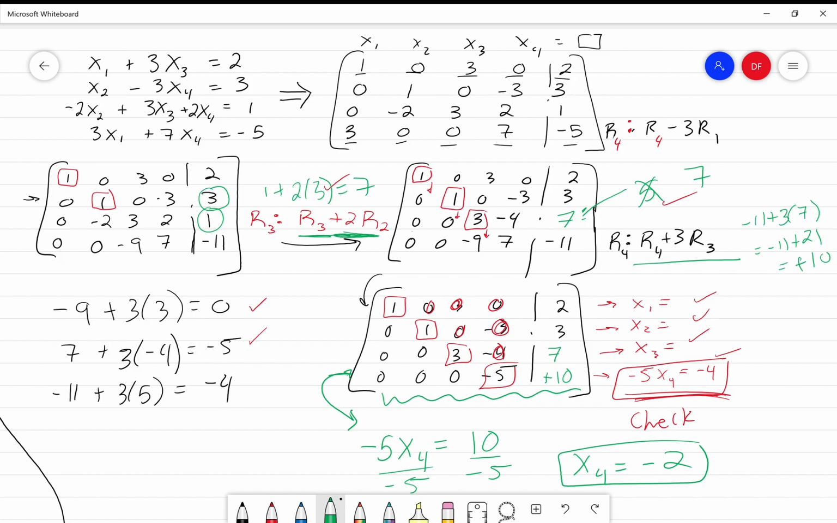And then you finish this up the way I asked you to, by changing these to zeros, and you should get x3, x2, and x1. Okay, this is wrong. It should be 10.